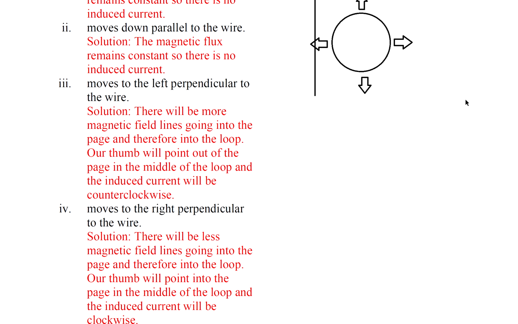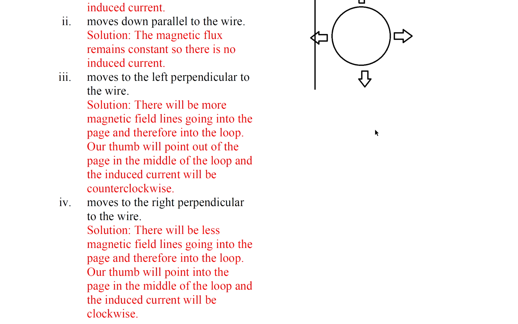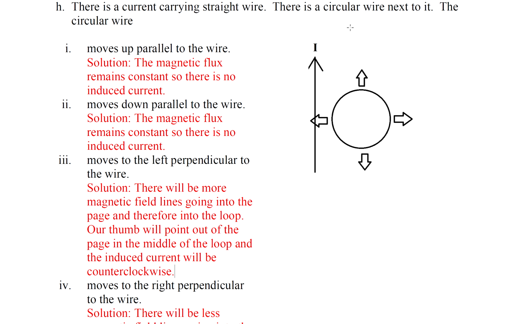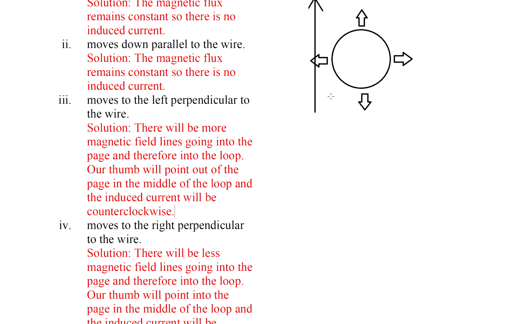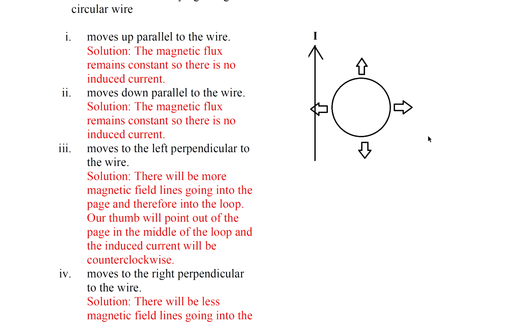Part IV. The loop moves to the right perpendicular to the wire. So if this loop moves to the right perpendicular to the wire, we're going to get less magnetic field lines, because most of the magnetic field lines are close to the wire. We're going to get less magnetic field lines when we're far away from this wire. So we don't want to change the number of magnetic field lines. So our thumb will point into the page from our right hand, and the induced current will be clockwise, because our fingers from our right hand curl clockwise.